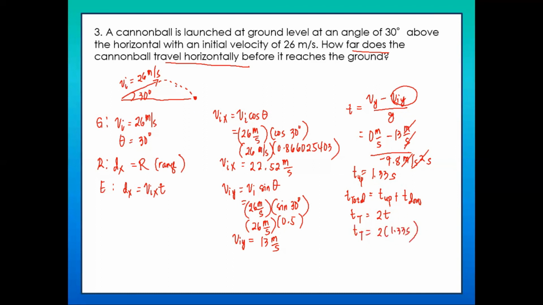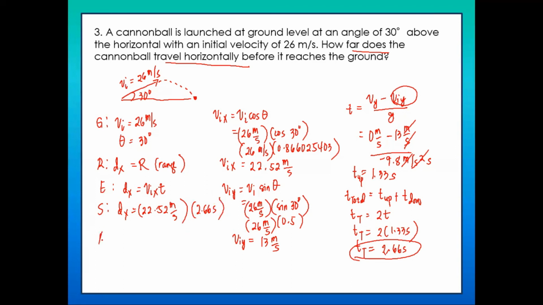Bakit natin ito ulit ginagawa? Kasi, ang nakuha lang natin yung time na mag-up siya. Dapat, ganun din yung mula sa pag-up at sa pag-down. Okay? Kasi, this is for range. Now, multiply that. That gives you total time, which is 2.66 seconds. Okay? Now, this one is the one that we're going to use for this equation. So, for our solution, v sub x is equal to v sub ix. Meron tayo niyan, which is this. 22.52 meter per second multiplied to the time na 2.66 seconds.